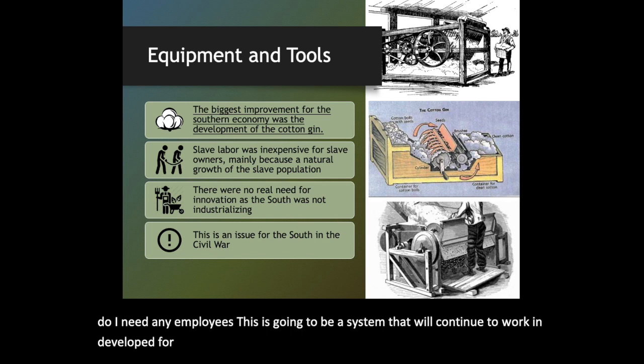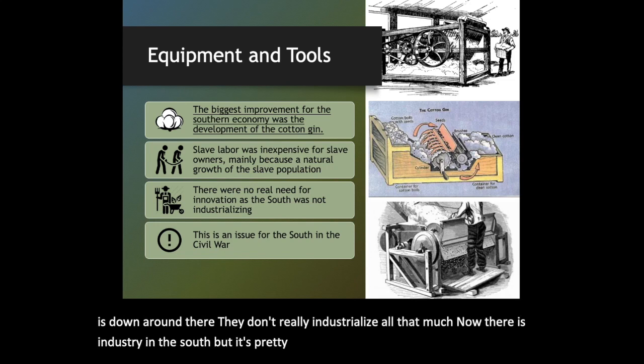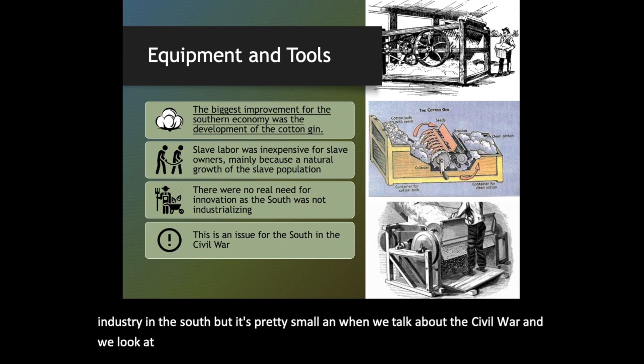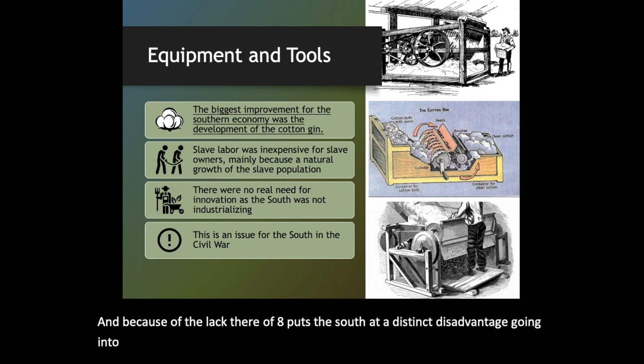One of the things that they lack, because again, King Cotton, is that they don't really industrialize all that much. Now, there is industry in the South, but it's pretty small. And when we talk about the Civil War and we look at industrialization, the lack thereof puts the South at a distinct disadvantage going into the war. And this, again, comes about because of King Cotton.